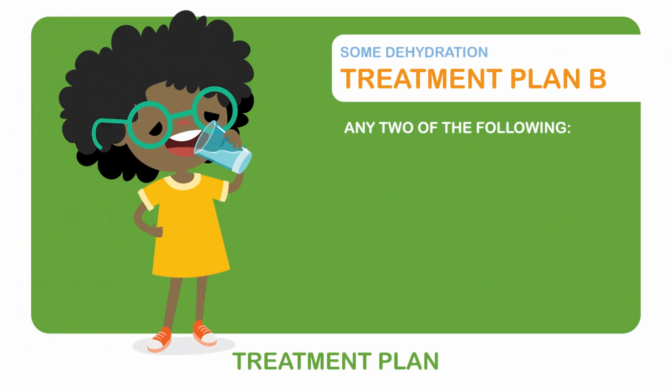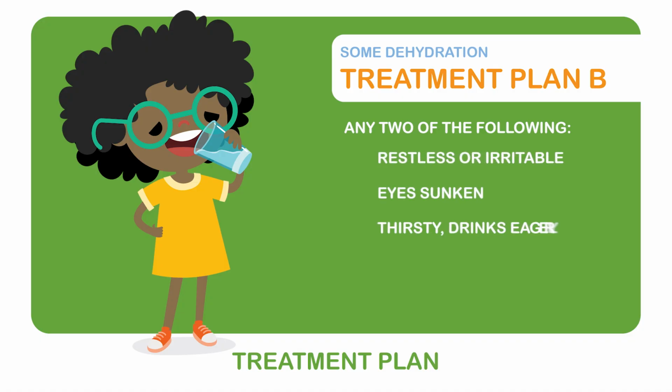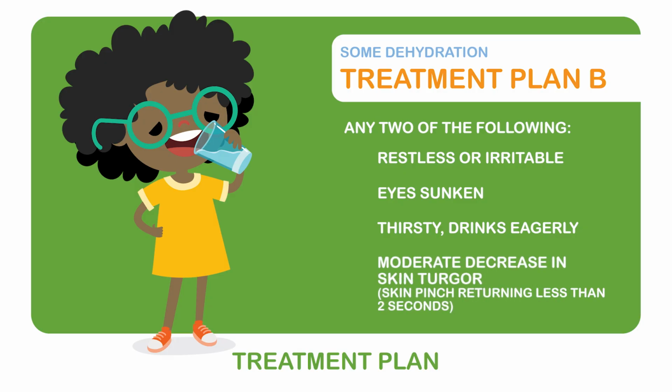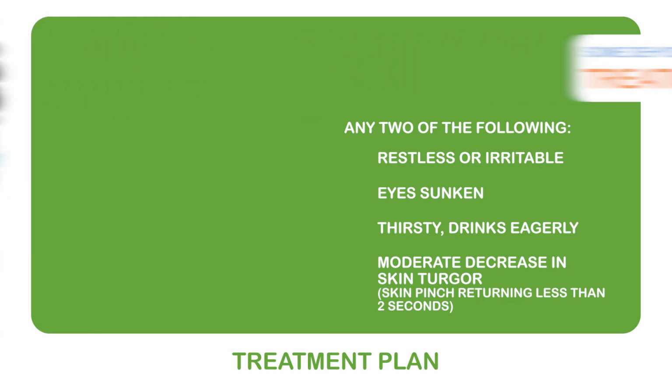Some dehydration is when a child has any 2 of the symptoms here: restless or irritable, eyes sunken, thirsty, drinks eagerly, moderate decrease in skin turgor by slow skin pinch returning in less than 2 seconds. Then this can be classified as Plan B.